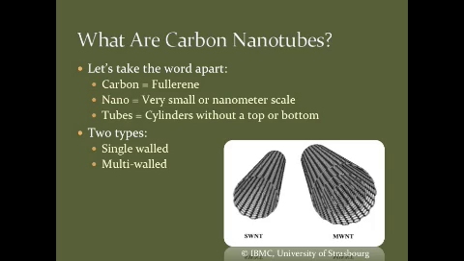What are carbon nanotubes? Carbon means fullerene, or a molecule that consists only of carbon. Nano comes from the fact that the diameter is only from 10 nanometers to 100 nanometers. Basically, a carbon nanotube is a sheet of graphite rolled into a cylinder. There are generally two types of carbon nanotubes, single-walled and multi-walled. Multi-walled consists of layers of carbon nanotubes within each other.